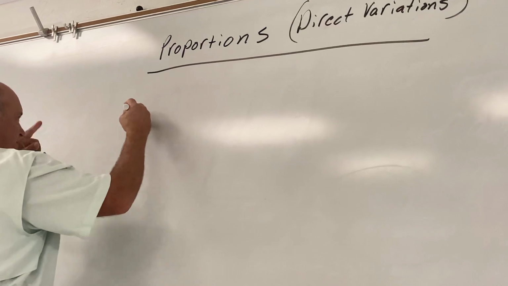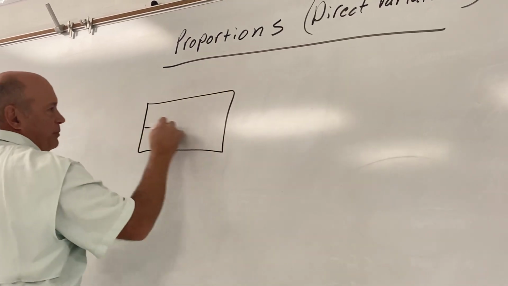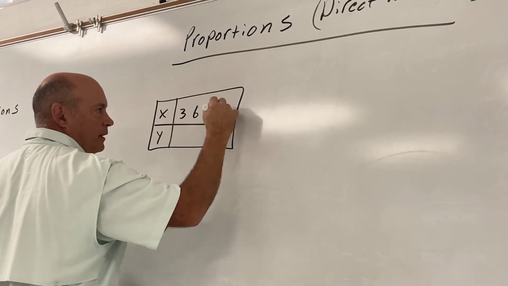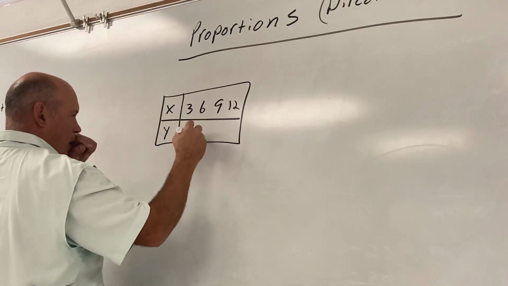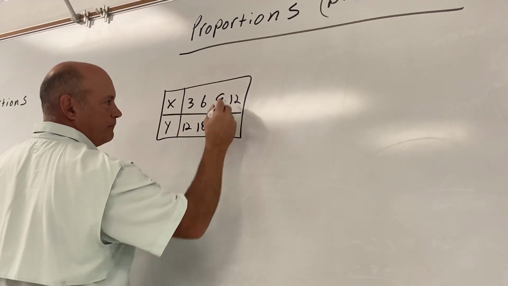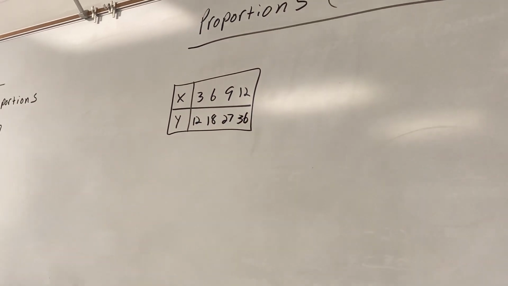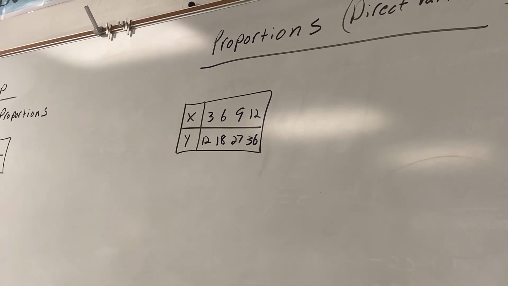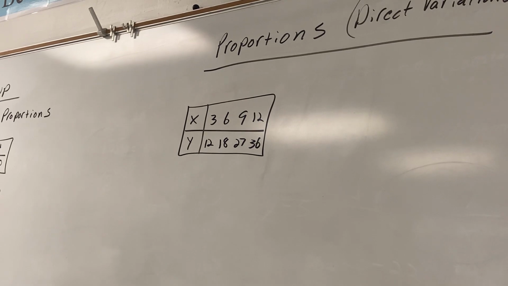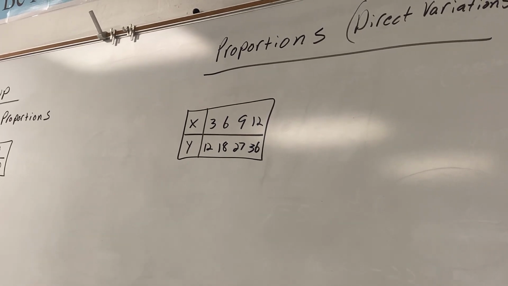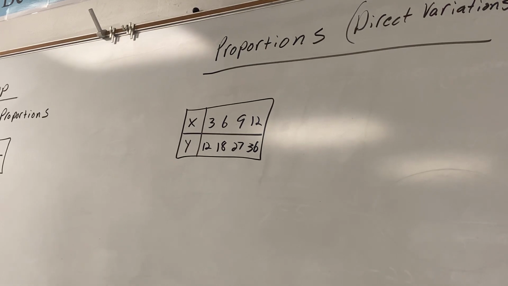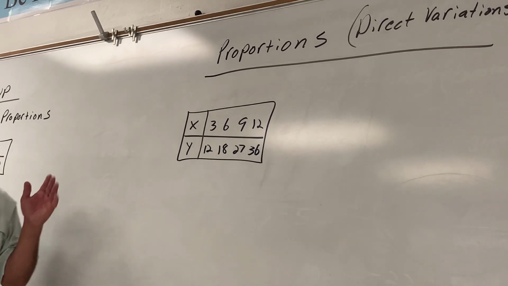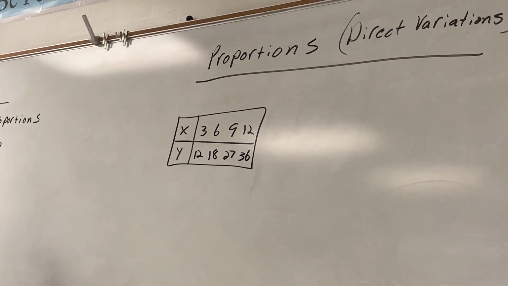They might give you a table and ask you, is it a proportion? How could I look at that table and tell pretty quickly if it is or it isn't a proportion? Somebody know? Oh, I get to pick. Let's go with Haley. How could I tell if this is a proportion or not?